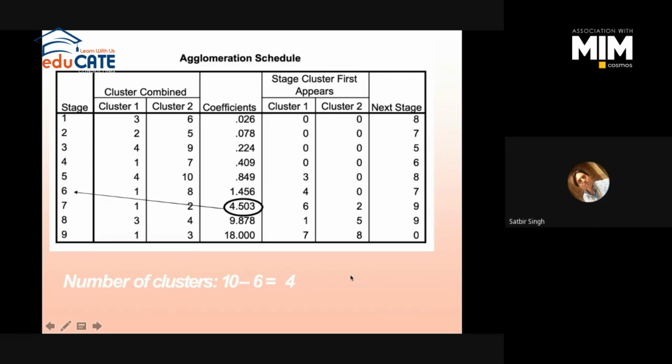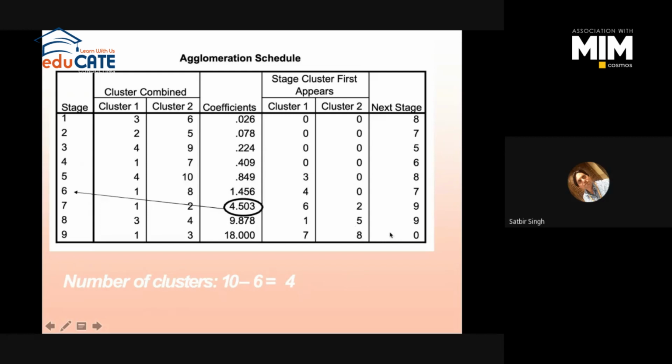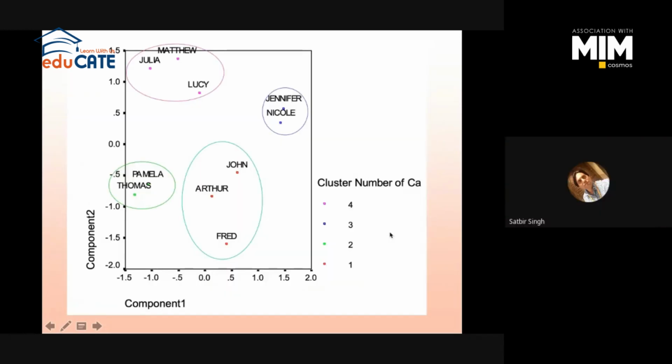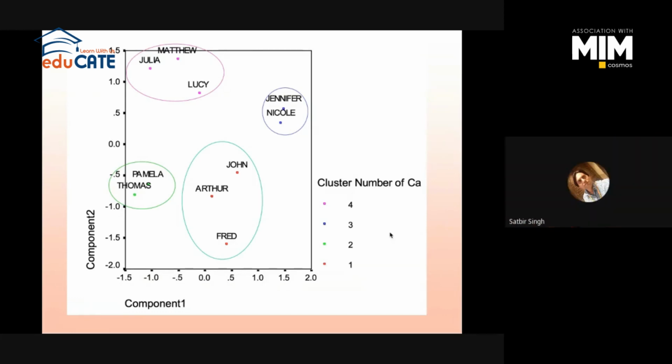Madam, what about the number of clusters? 10 minus 6. What is 10? These are the observation stages you have taken. And stages are only 9. Start from zero, right? Okay.